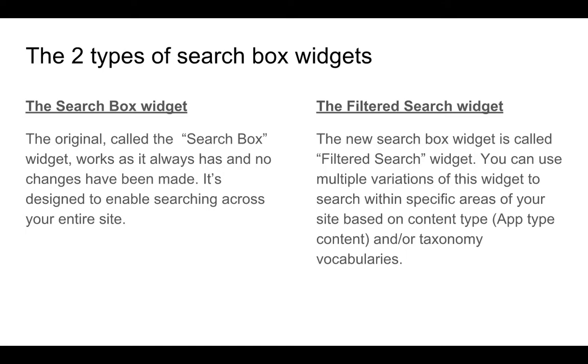Now, the type of widget is called a filtered search widget. It has some options of filtering by content type and also taxonomy vocabulary. And that's called the filter search widget, and I'll show you that in a minute.